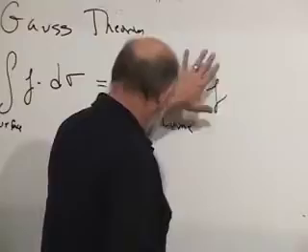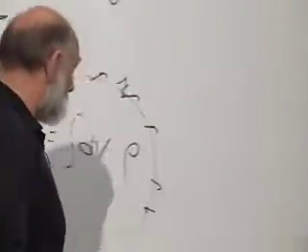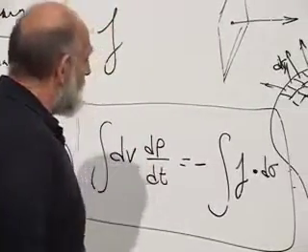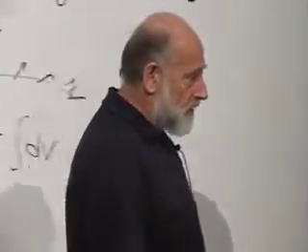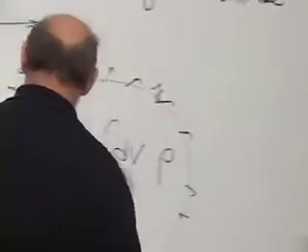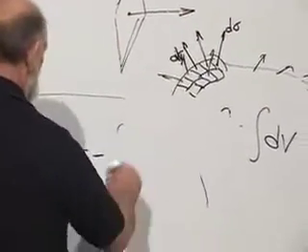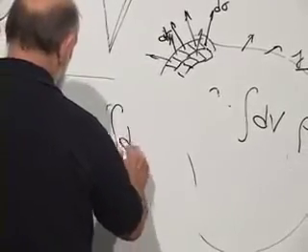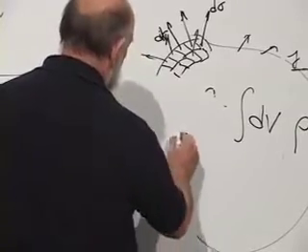It's not obvious. I'm not going to prove it. It actually doesn't take very many lines to prove, but let's assume it. If we assume it, then we can write the right-hand side of this equation as an integral over the volume, another integral over the volume of the divergence of the current.